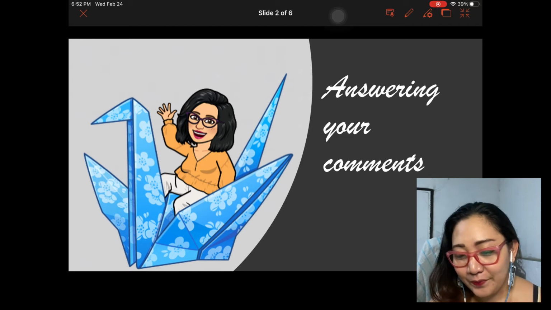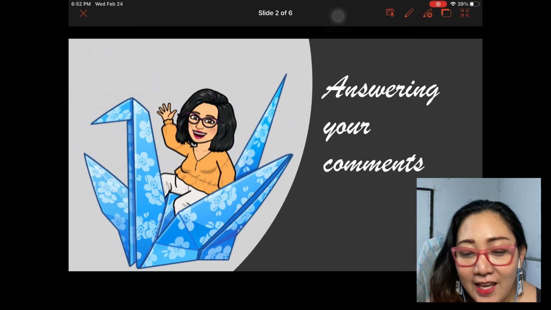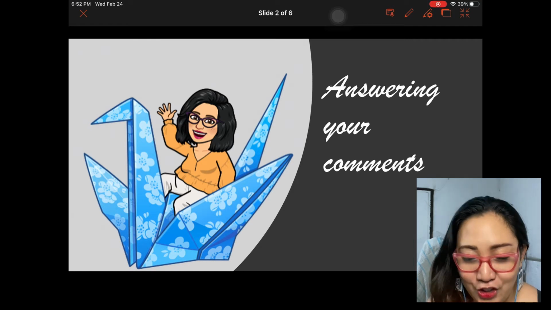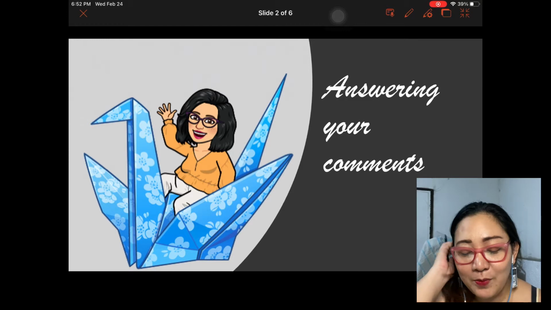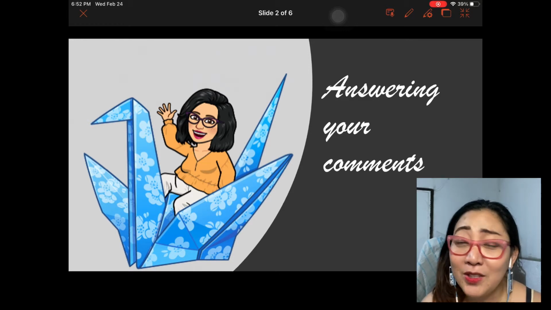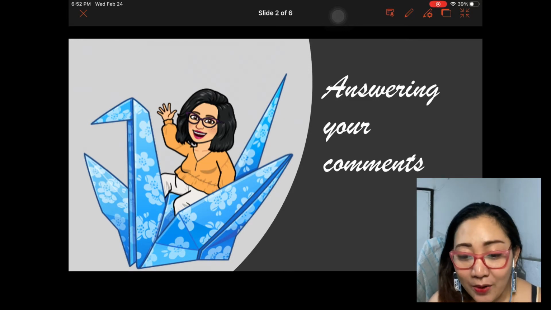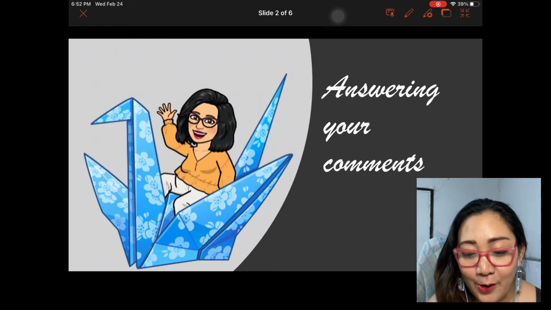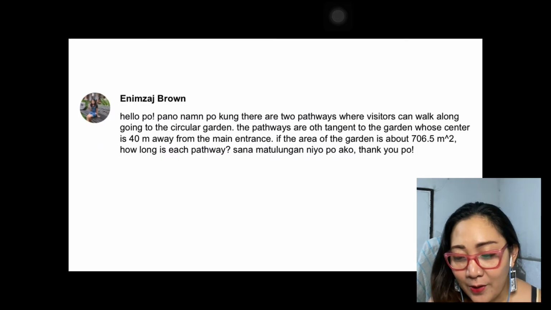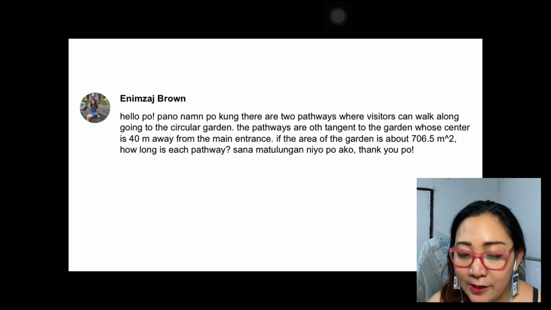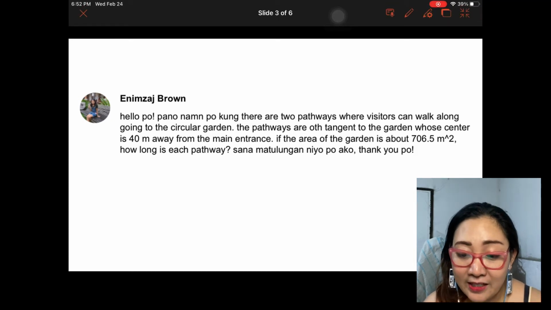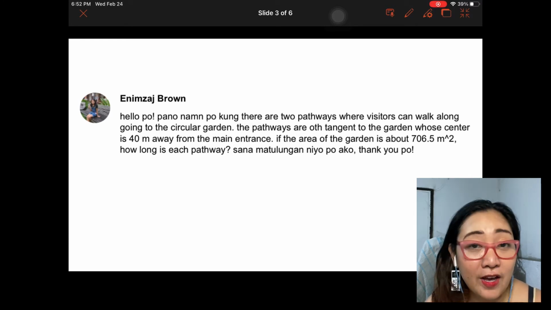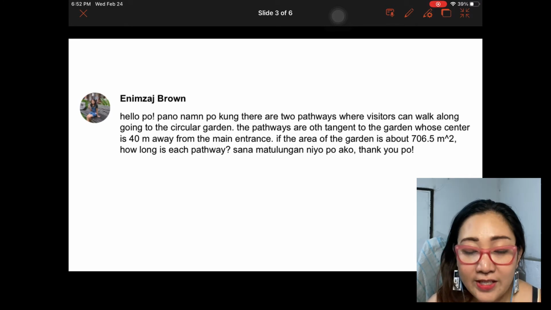Alright. So, ang comment ni Enimzaj Brown, which I think is binaliktad na Jasmine. So, hello Jasmine. Tuwagin na lang kitang Jasmine, ha? Brown. Sabi niya, hello po, paano naman po kung there are two pathways where visitors can walk along going to a circular garden? The pathways are both a tangent to the garden whose center is 40 kilometers away from the main entrance. If the area of the garden is about 706.5 square meters, how long is each pathway?